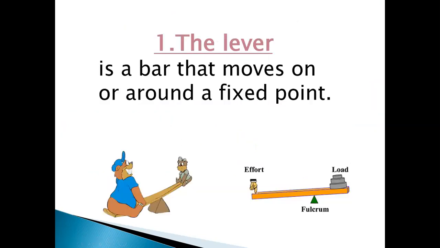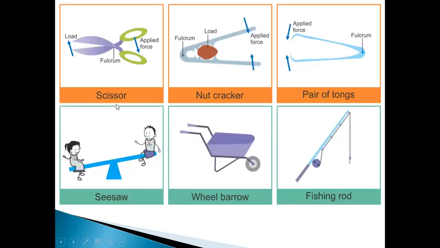When you understand what a simple machine means, you will understand how it works. For example, with this seesaw, when you are playing with a seesaw with your friend, someone is pushing, someone is pulling, right? This nutcracker, you are pushing, right, so as to crack your nut. The wheelbarrow, for example, what are you doing? Pushing or pulling it? You are pushing it. The fishing rod, what are you doing?